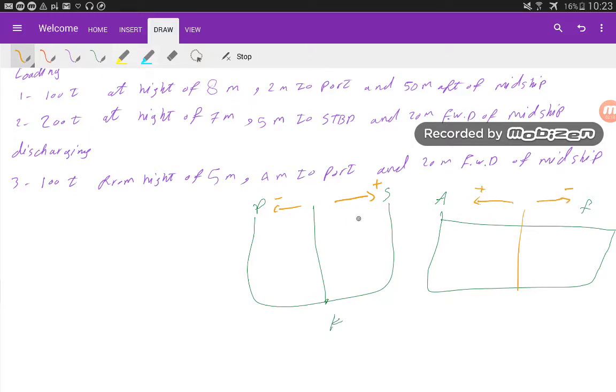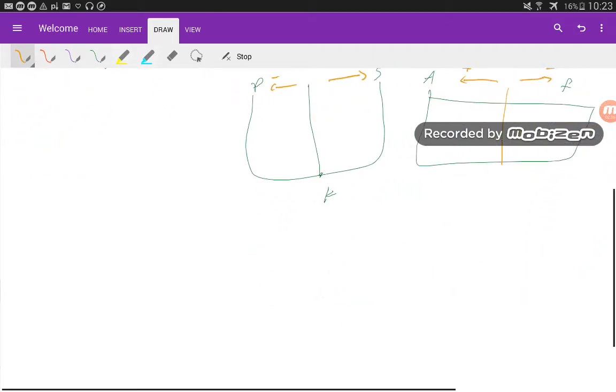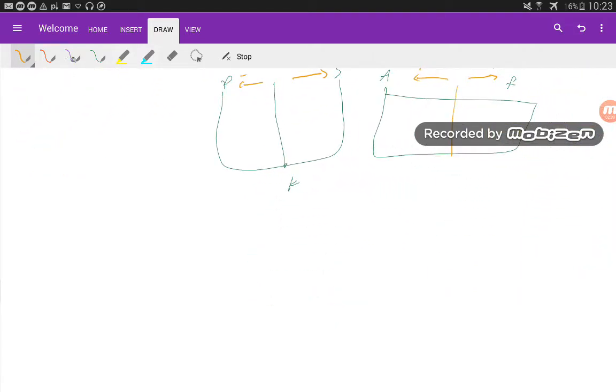That means anything in the starboard, I'm going to consider the distance as a plus. Anything in the port, I'm going to consider as a minus. Anything in the aft, I'm going to consider the distance as a plus, and anything in the forward, I'm going to consider the distance as a negative. So we are going to prepare the table.